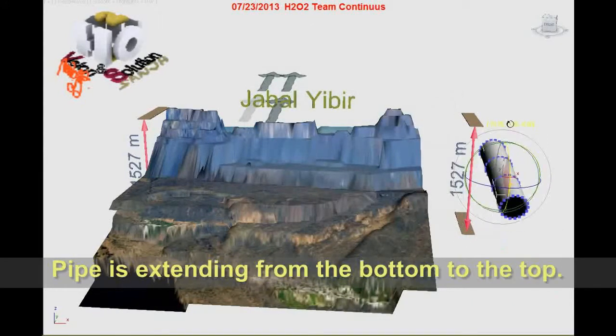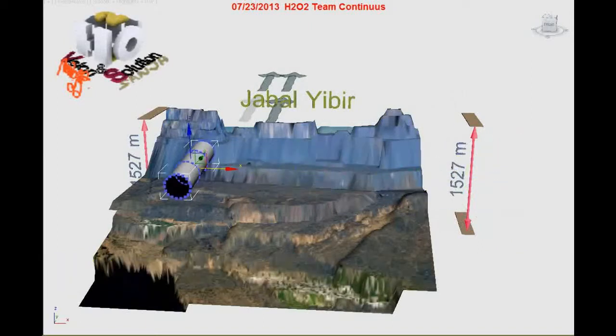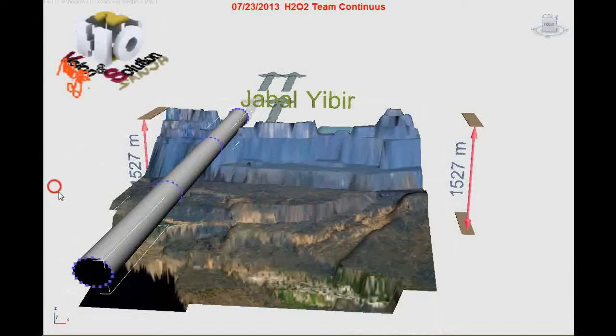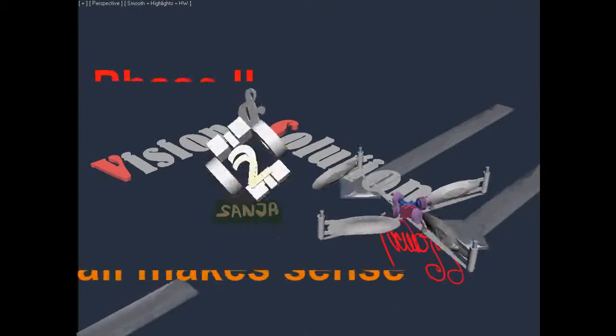The pipe is extending from the bottom to the top. Pipe diameter, for example, is 2 meters. The tube is steeply sloped. Phase 2.